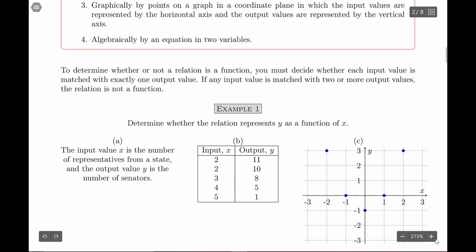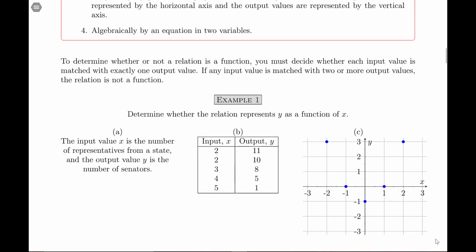To determine whether or not any given relation represents a function, you have to decide whether each input is matched with exactly one output. So this is very important. Each input must be matched with exactly one output. If any input is matched with two or more output values, then the relation is not a function. And that goes back to the little drawing I just did a second ago where I had 2 mapped to 3 and 4 at the same time. That is not a function in that case.